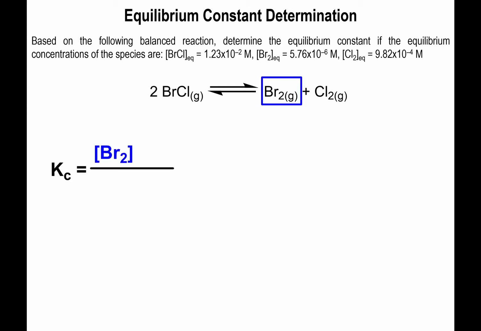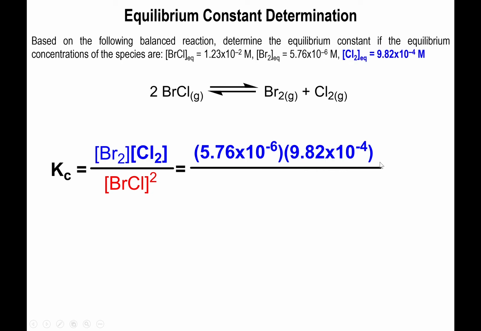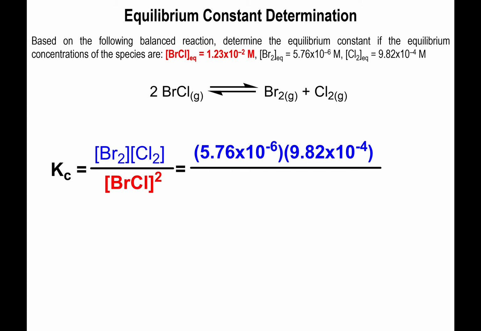Okay, so we have Br2 to the first power times Cl2 to the first power divided by BrCl to the second power. Now we enter the actual equilibrium concentrations into the expression. Br2 is 5.76 times 10 to the negative 6, so we include that in the expression. Now Cl2 is 9.82 times 10 to the negative 4, so we enter that in here. And then BrCl is equal to 1.23 times 10 to the negative 2, so we enter that into the expression. And don't forget that this needs to be squared since the balancing coefficient is 2 for BrCl.